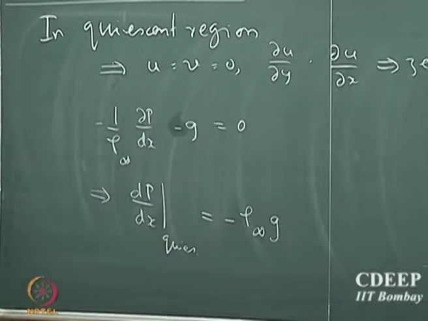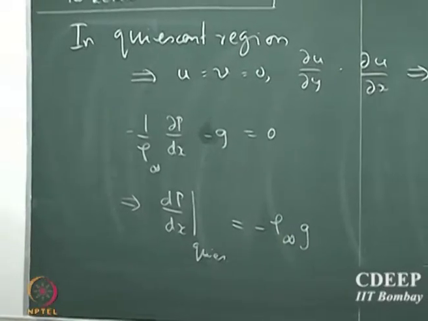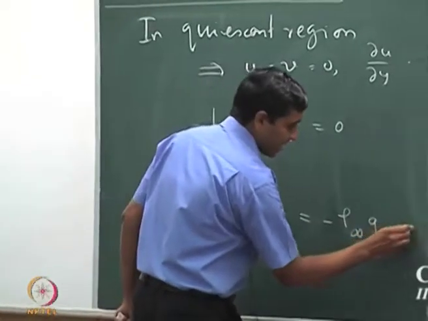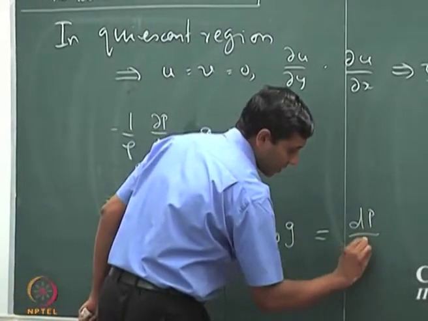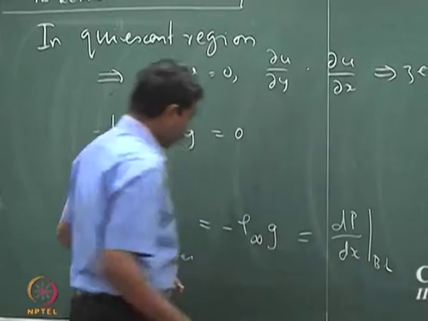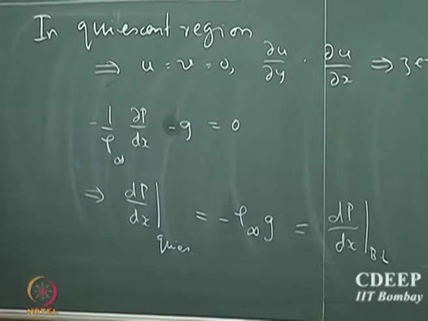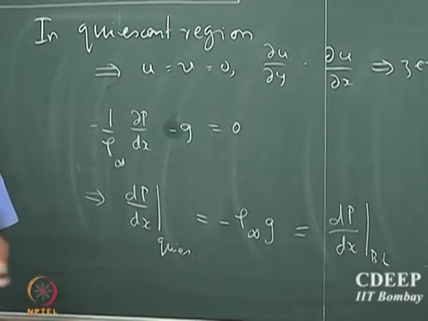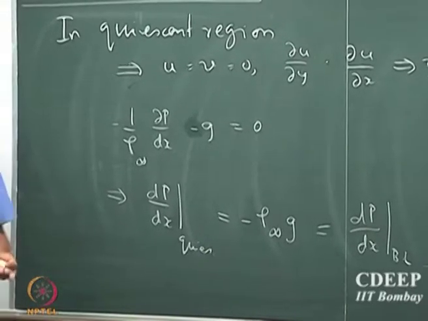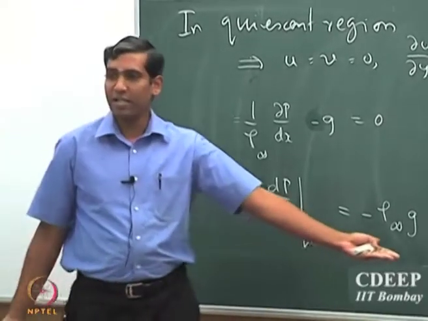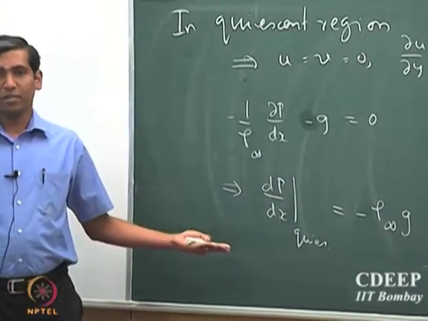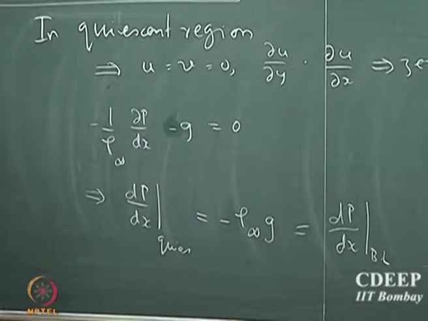But there is no external forcing, there is no forced convection. So the fluid is not being forced to move at any location. Therefore, the net pressure gradient that the fluid experiences in the boundary layer should be equal to the net pressure gradient that the fluid experiences in the quiescent region, because the fluid is not being forced to move at all, it is actually at rest.